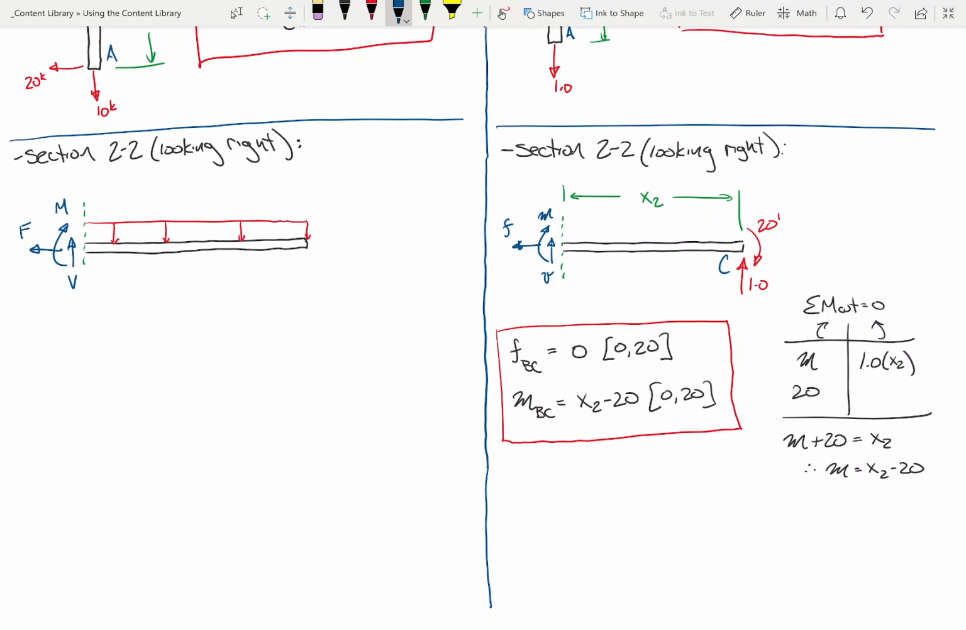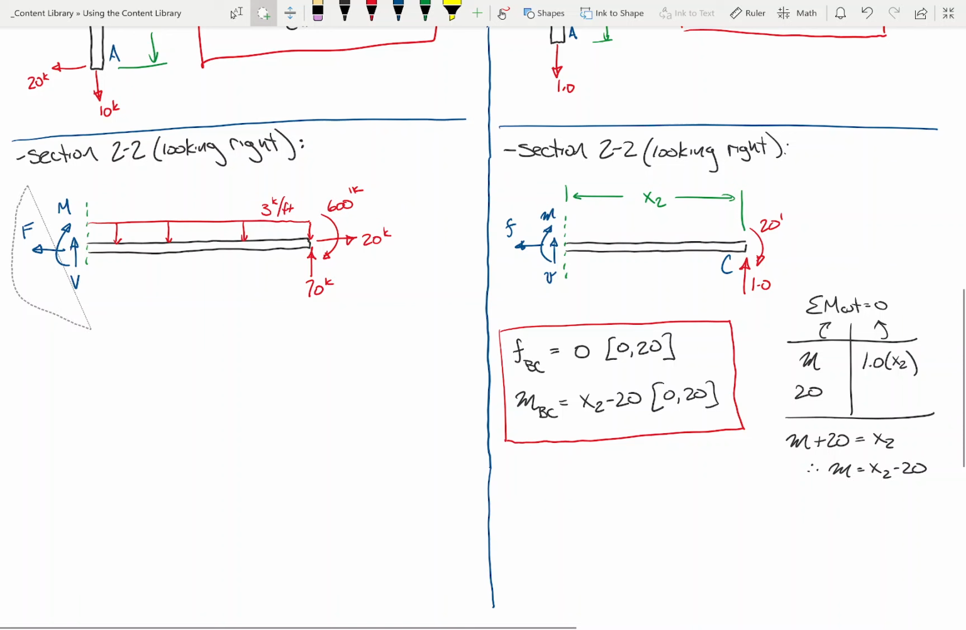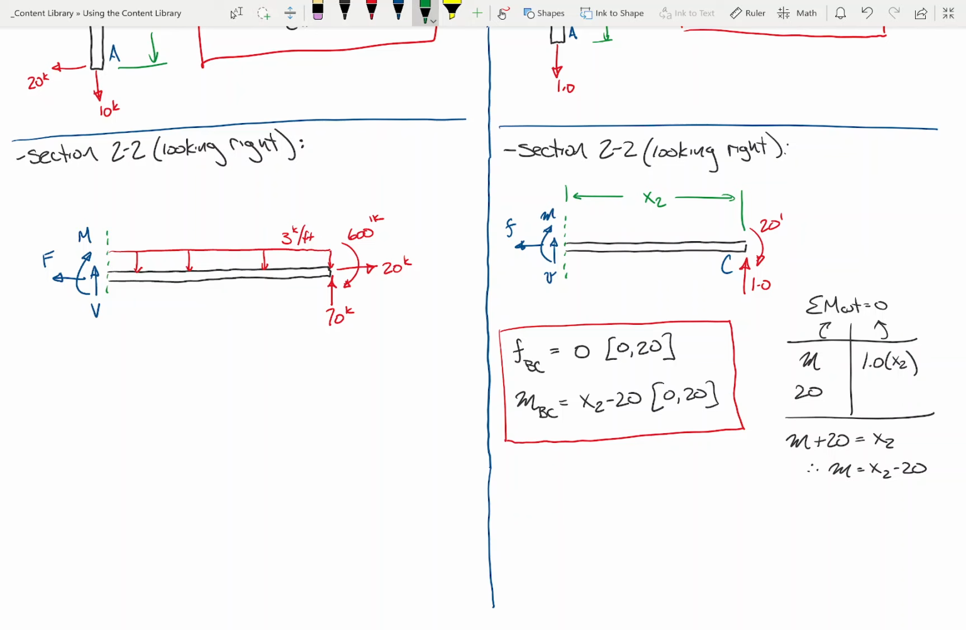Okay, so over here we've got, this was 70. This was 20. That was 600 foot kips, and this is 3 kips per foot. Let me lower this just a tad. Okay, so that dimension is x2.